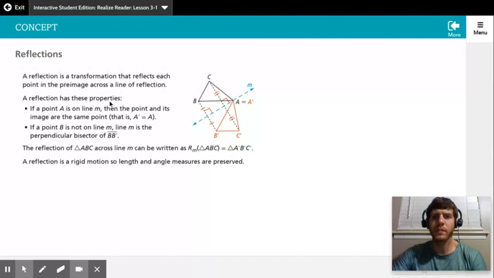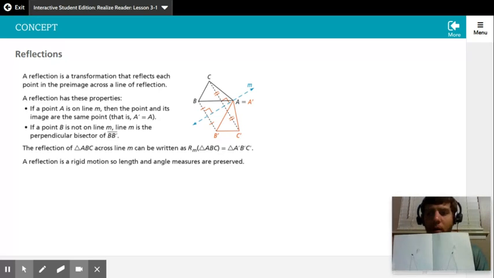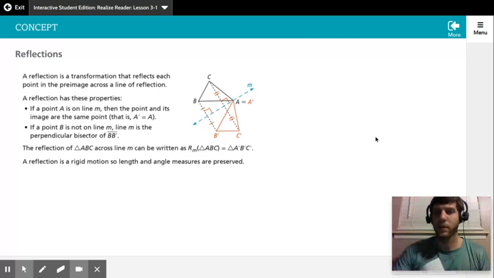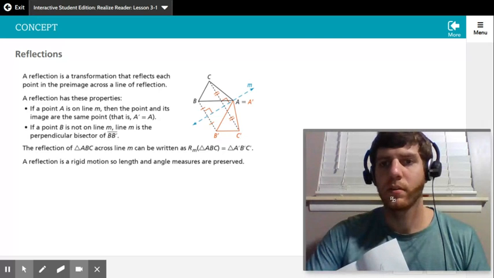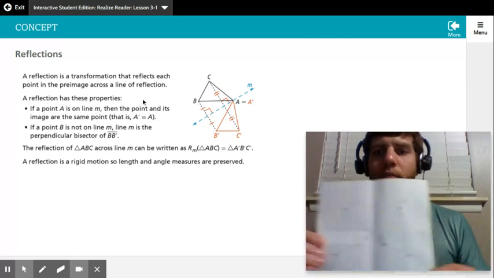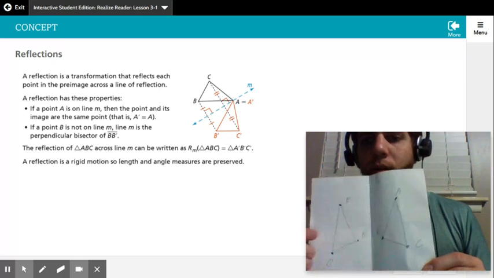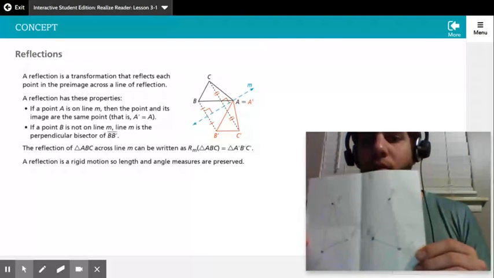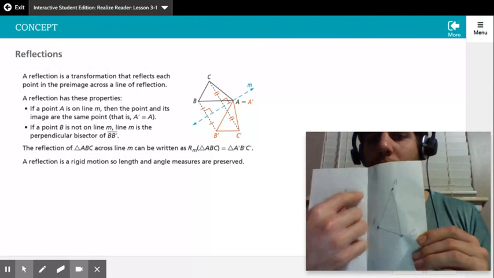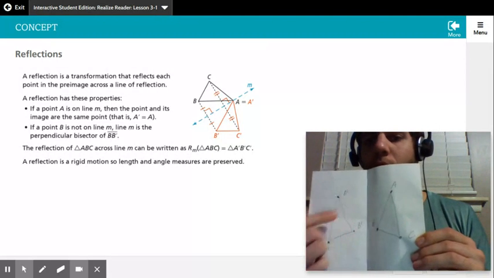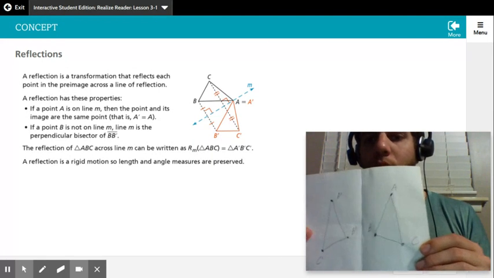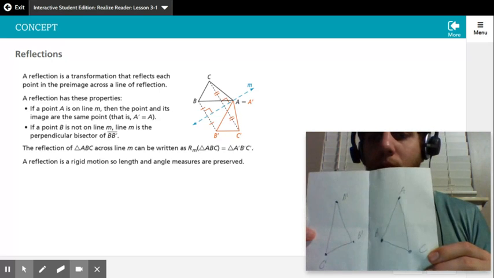Basically, each point is like a mirror image across the line of reflection. Before we look at this one, I've drawn out my own. Let me expand the view here as much as we can. I've drawn triangle ABC on the left, and I'm going to reflect it over the middle of my page. I drew a line right down the middle, and that's the line I want to reflect it over.